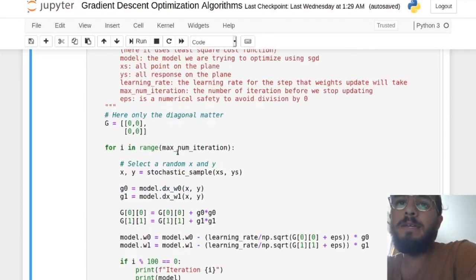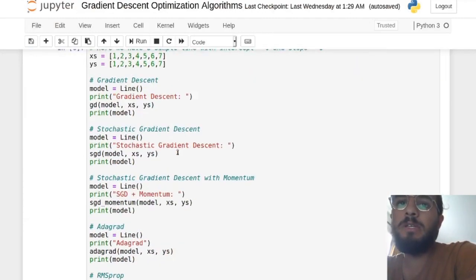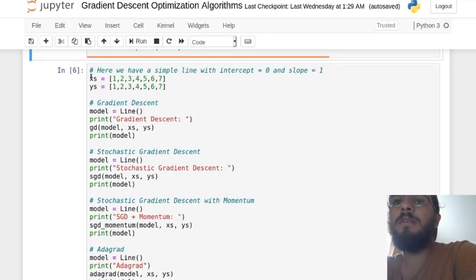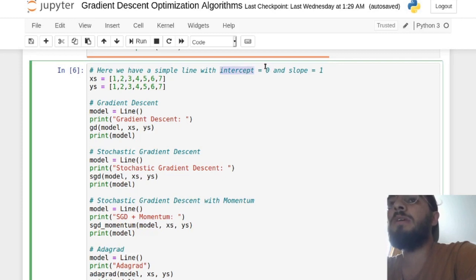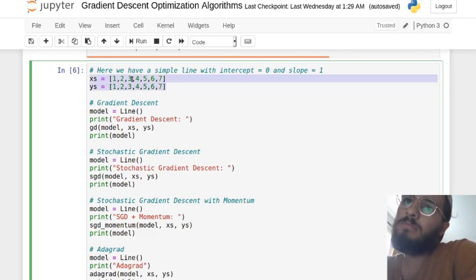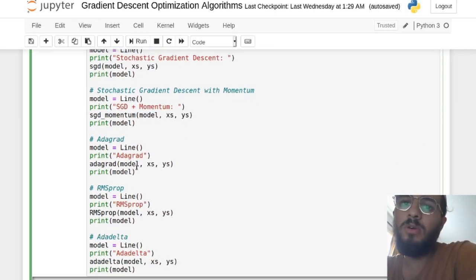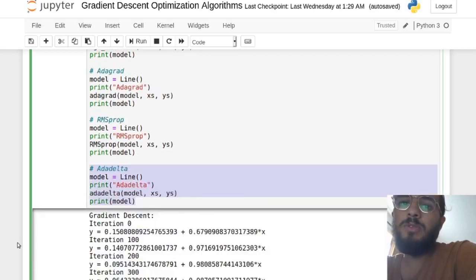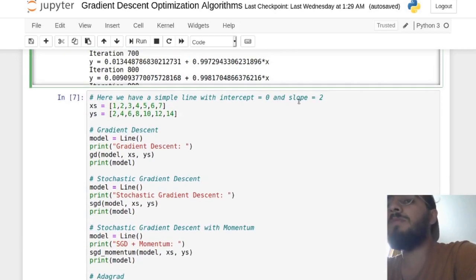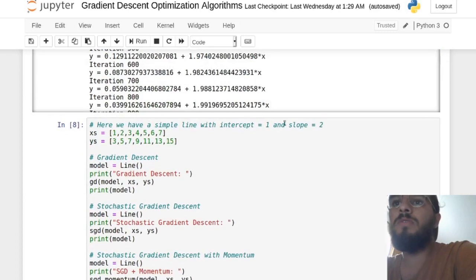So let's take a look at the setup. Here we have the first setup, where we want to see if we can have w0 equal 0 and w1 equal 1. So we set up that fake data. It's literally a line with a slope and no intercept, so it intercepts at 0. And this is what will be fed to the optimizer with the model that we need, and the model is a line. So that's what we're doing. We're doing it for all of them, and this is Adadelta. We're doing the same thing with an intercept of 0 and slope of 2, and an intercept of 1 and slope of 2 over here.